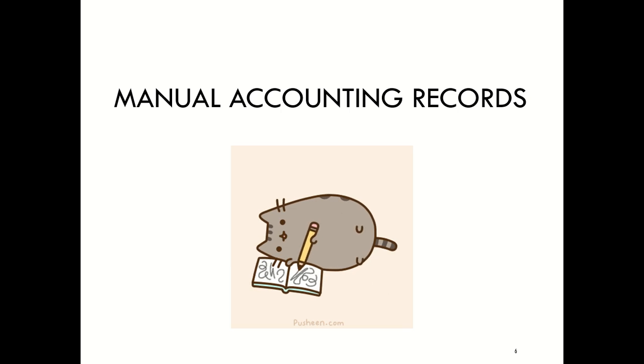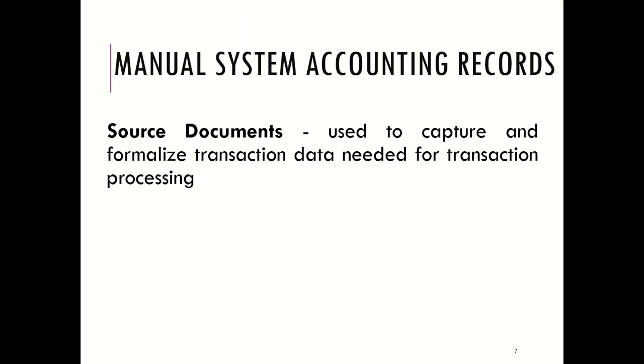Okay? So, in the manual accounting process, it is where we use papers, yung worksheet, the physical notebook, journal notebook, the ledger. Okay? So, yan yung manual accounting records natin. And in this case, we will be talking about the manual accounting records, which include, number one, of course, everything in accounting starts with the source document, di ba? So the source document is the one which is used to capture and formalize transaction data needed for transaction processing.